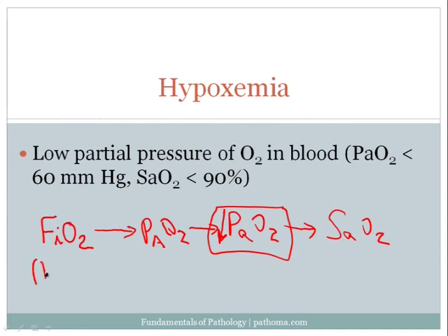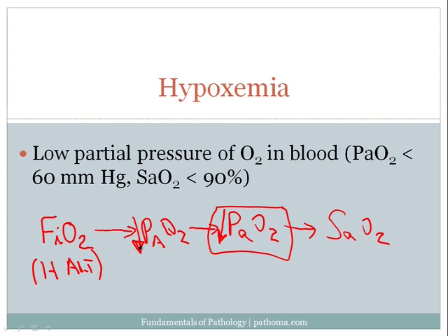If a patient is at high altitude, then the FiO2 is actually decreased. The overall pressure of oxygen in the air is decreased, because the atmospheric pressure is decreased at high altitude. So at high altitude, the FiO2 would go down, which would decrease the P big A O2, which would decrease the P small a O2, which would then result in a state called hypoxemia. So that's one example. Another example would be to decrease the P big A O2.